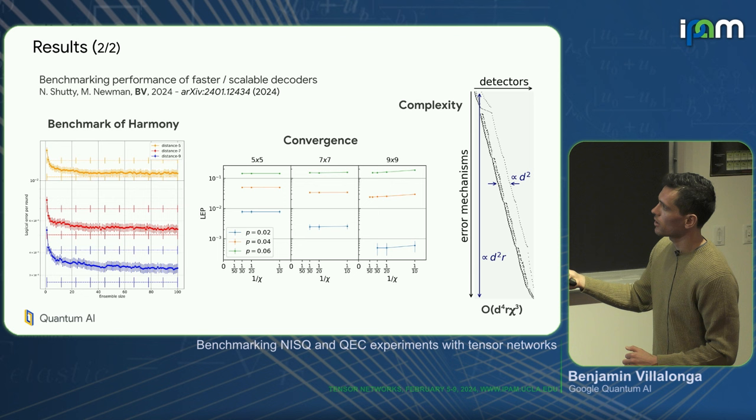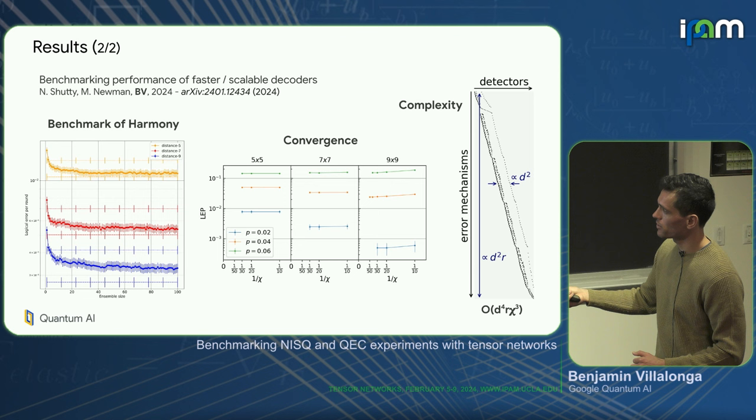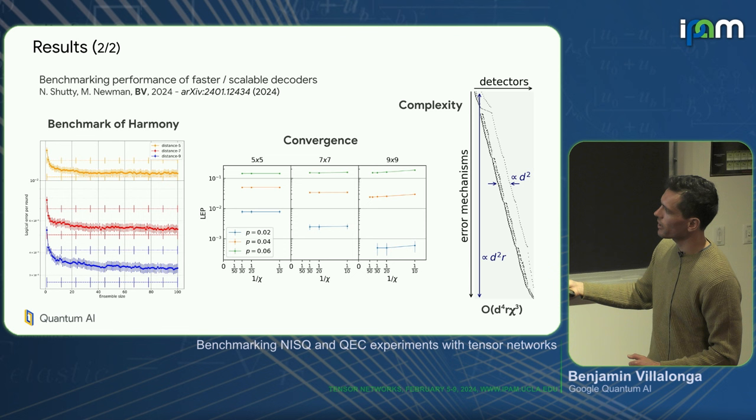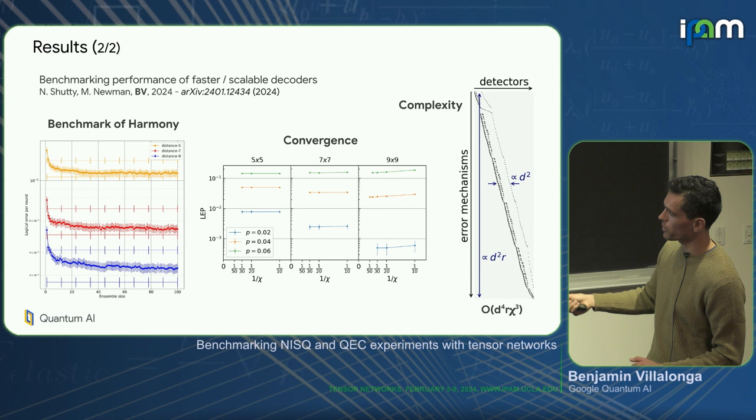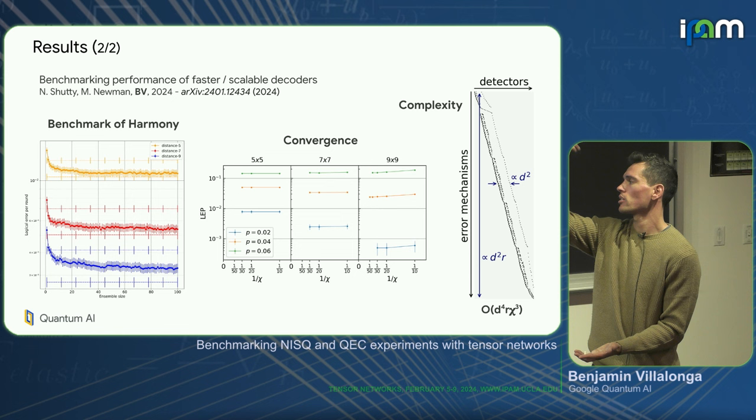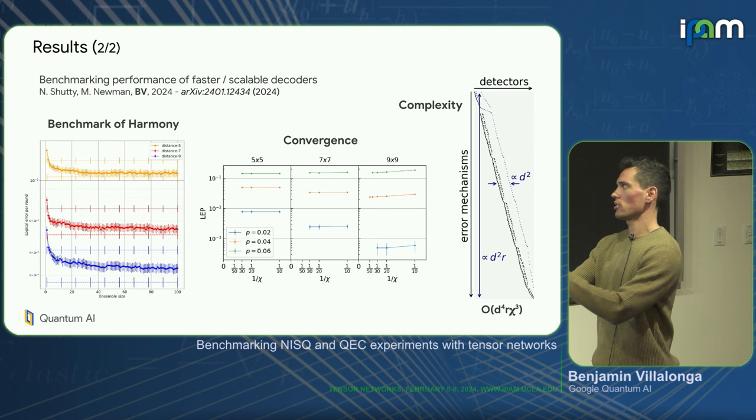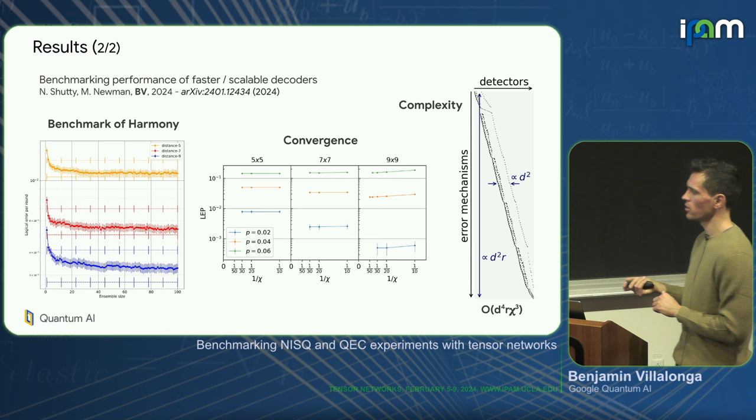If you arrange things properly, this resembles a local circuit, where only a few sites on your MPS are being affected by the MPO. And when you look at scalings asymptotically, this effective depth grows with distance of the code squared. The width grows with distance squared times the number of rounds, that is, how long in time you run this experiment. And then each decomposition of your tensors grows, as we all know, as the bond dimension to the third. So this is the final complexity.